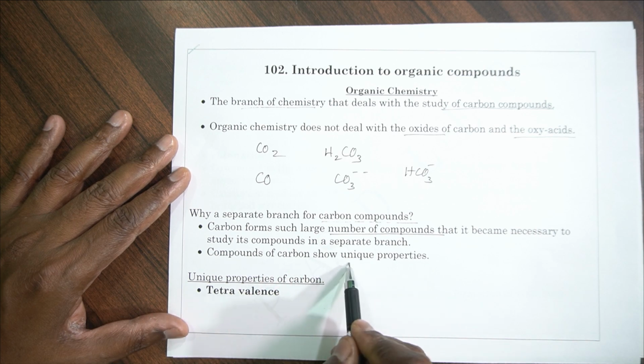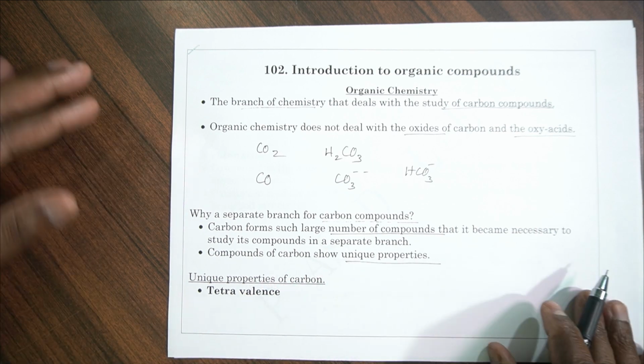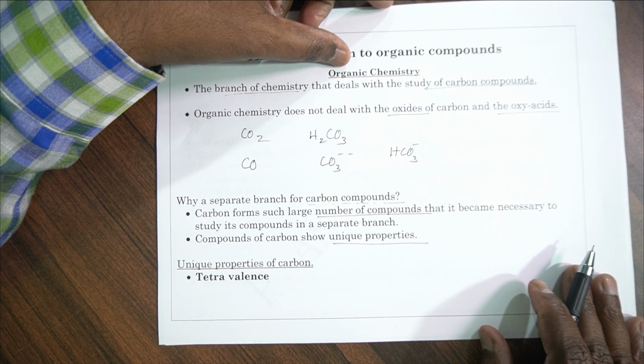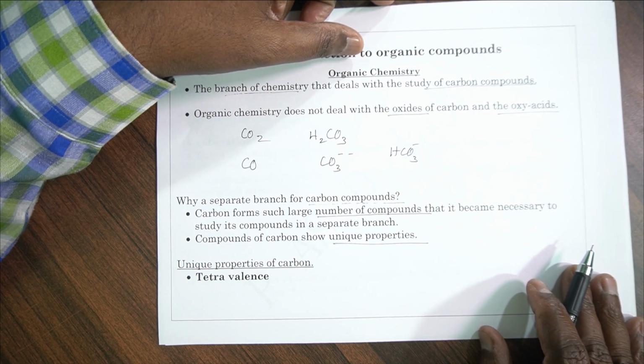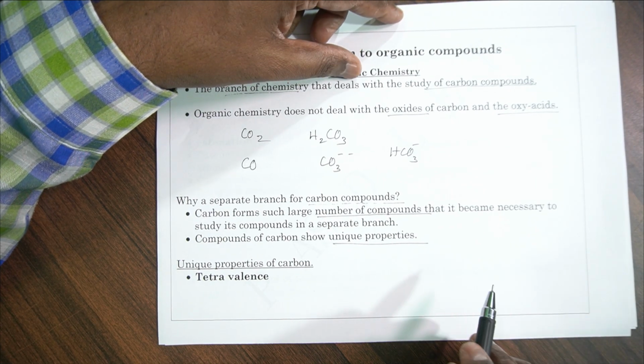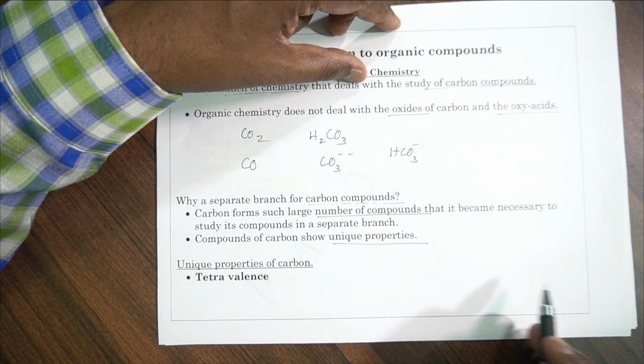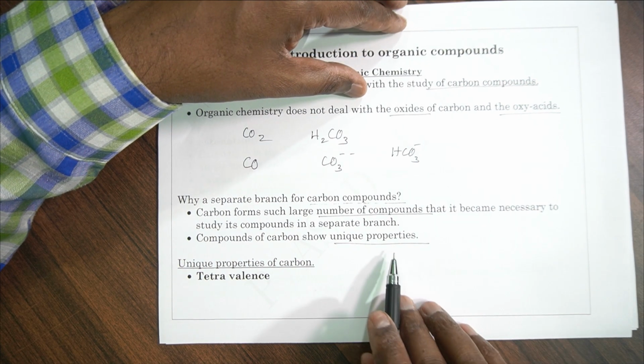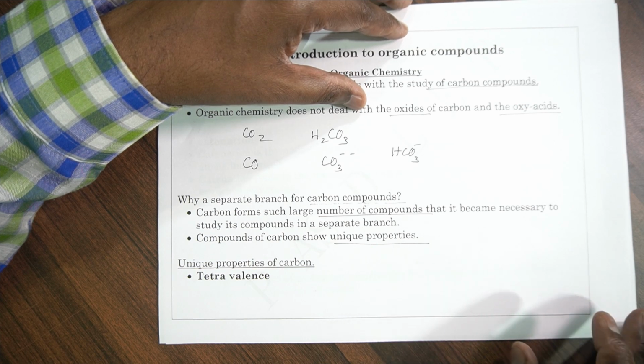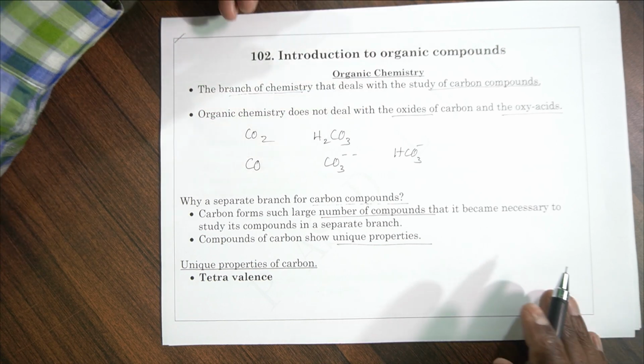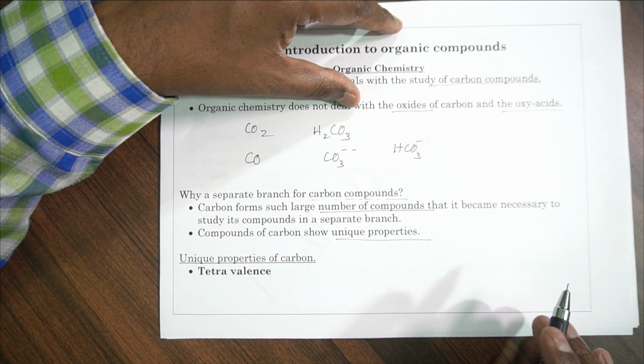Secondly, there are unique properties. Compounds of carbon show unique properties. Unique means properties which are different from others, properties that exclusively belong to this series of compounds. So these reasons have compelled us to open a different branch for carbon compounds.